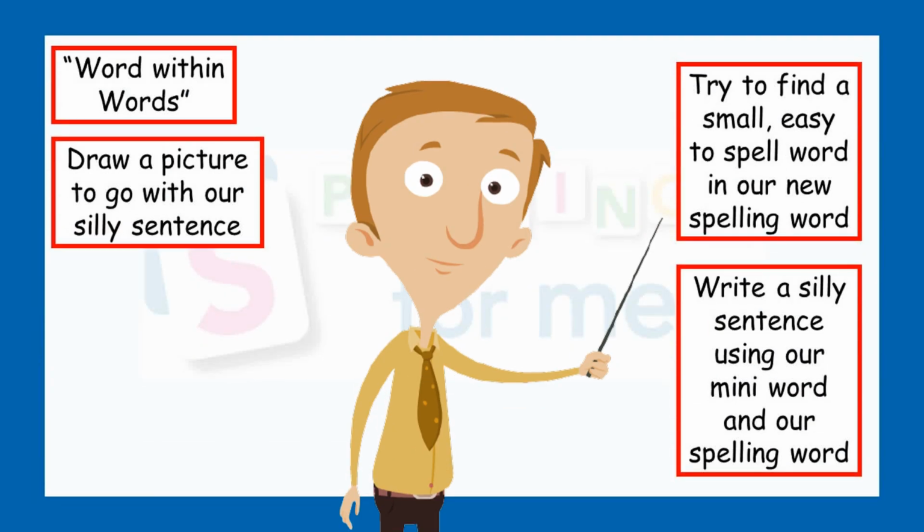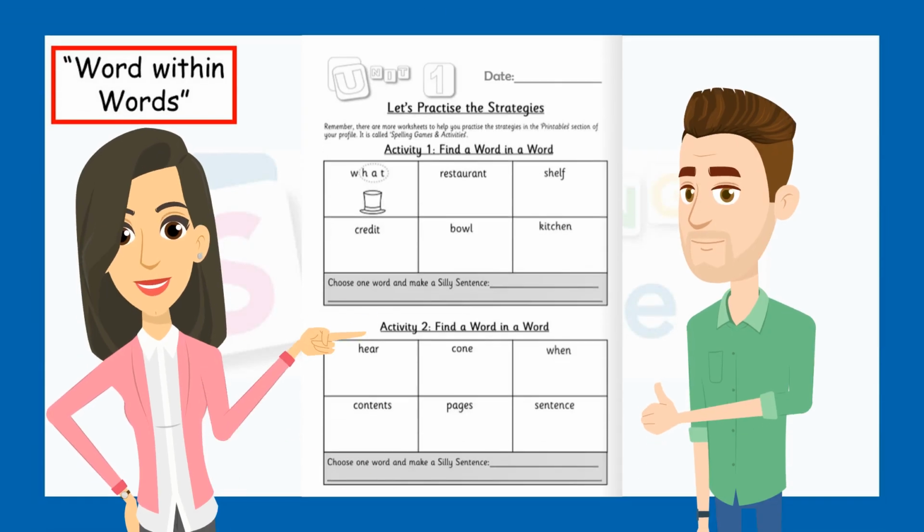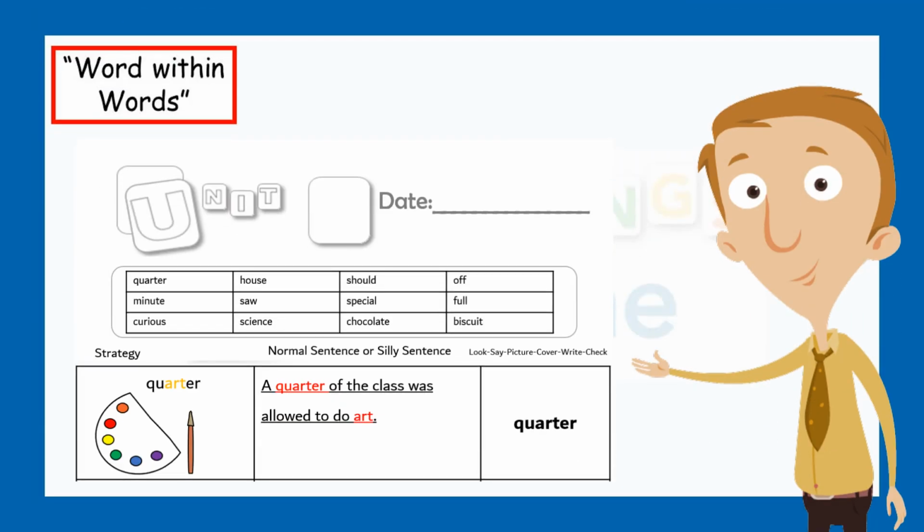So that's how we use the spelling strategy of words within words. First, we try to find a small, easy to spell word in our new spelling word. Then, we write a silly sentence using our mini word and our spelling word. And finally, we draw a picture to help us remember the spelling word and the sentence. When you're ready, you can try the practice activities in your Spelling for Me workbook. Once you've mastered that, you are ready to use this strategy with your personalised spellings every week. When you do, it will look something like this.